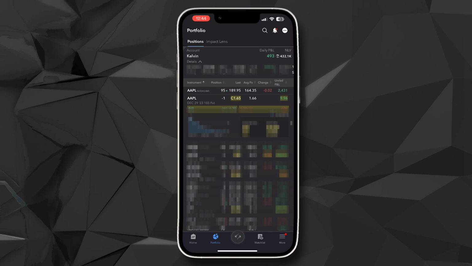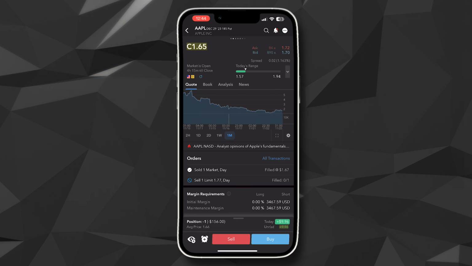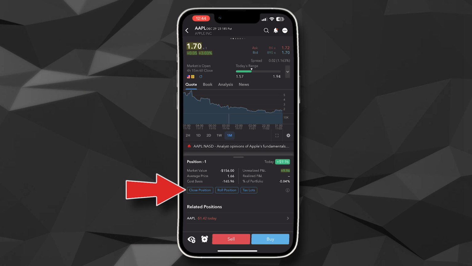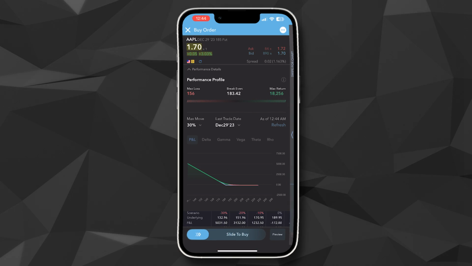Same thing, tap on the contract in your portfolio, then at the bottom, do you see this related position? Pull it up and you will find the close position button. Then just proceed to close the option as per normal.